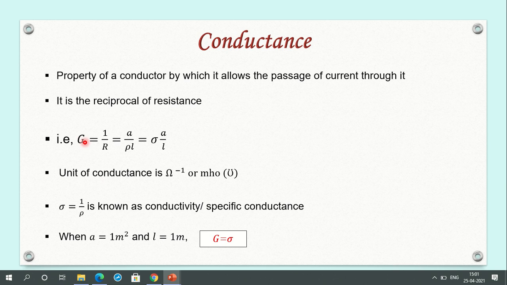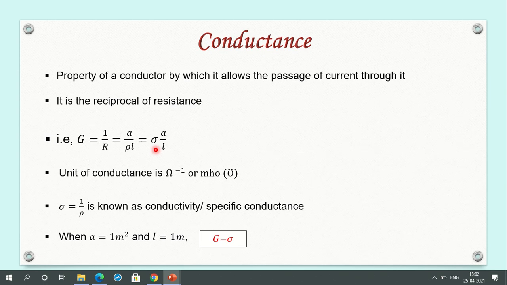Now the unit of conductance G is ohm inverse. Why? Conductance is 1 divided by R, that is 1 divided by ohm, that is ohm raised to minus 1, or mho. The symbol is an inverted ohm. This is the symbol of mho. As conductance is the reciprocal of resistance, its unit is ohm inverse or mho. So sigma is the conductivity or specific conductance.